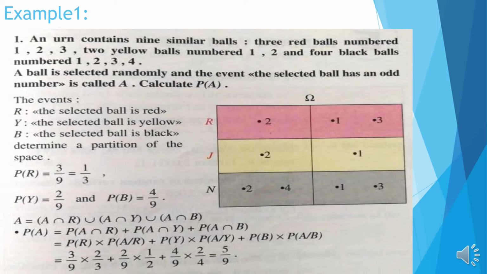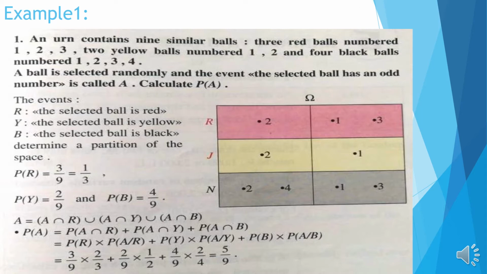What do we have here? Red. Probability of red: how many red balls do we have? 3 out of 9. Probability of Y is 2 out of 9. Probability of B is 4 out of 9.